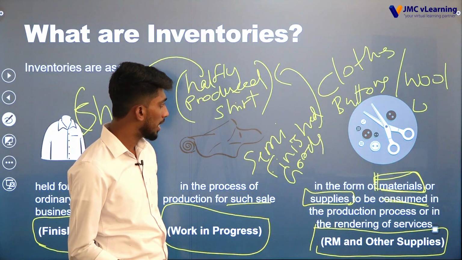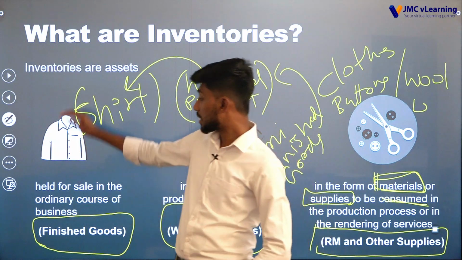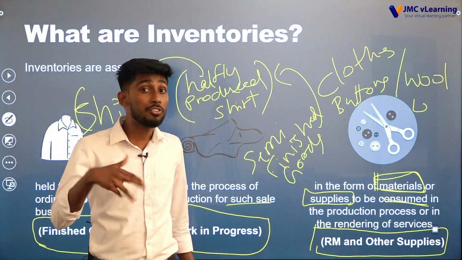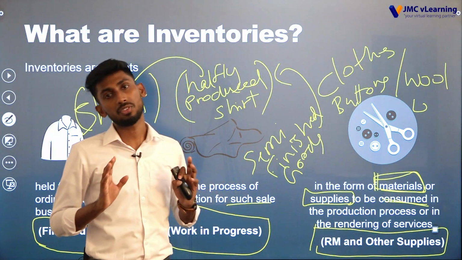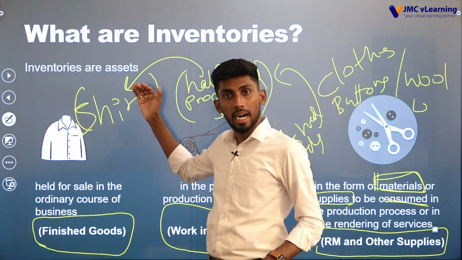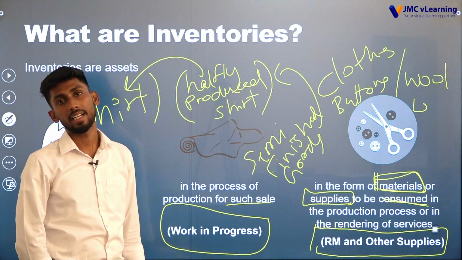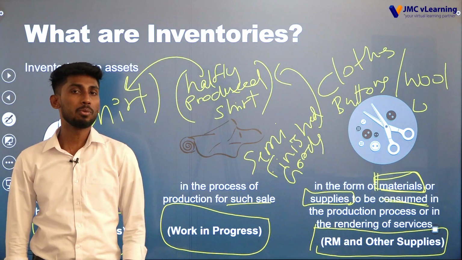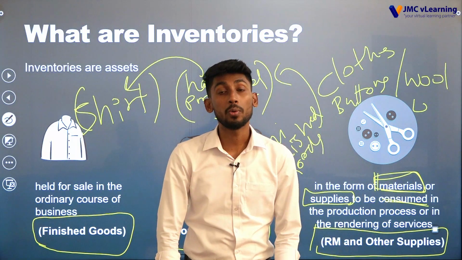Then if someone asks you what are inventories? Inventories are assets that are held for sale in the ordinary course of business, or in the production for such sale, or in the form of materials or supplies to be consumed for the production. Clear? Simply, inventories are the finished goods, work in progress and the raw materials and other supplies. So you are very clear with that area. I am pretty sure if someone asks what are the inventories, you can now give an answer.